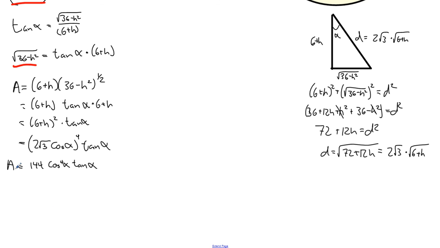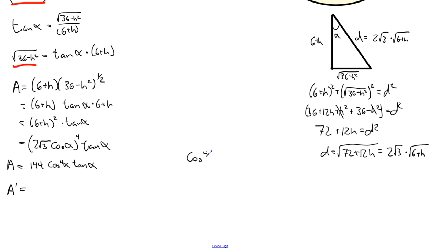And so just like in the other problem, to find a maximum or minimum, we have to take the first derivative, and we have to test our critical numbers. So our A prime, our area prime, with respect to alpha this time. Well, now I have a product, and I have a product with a composition. I've got cosine to the fourth.